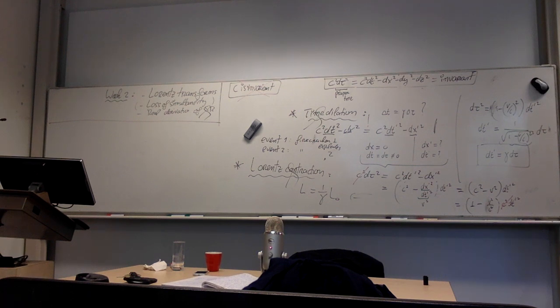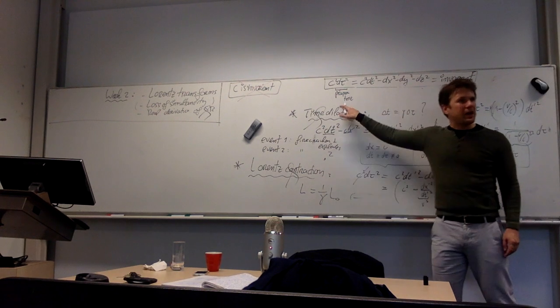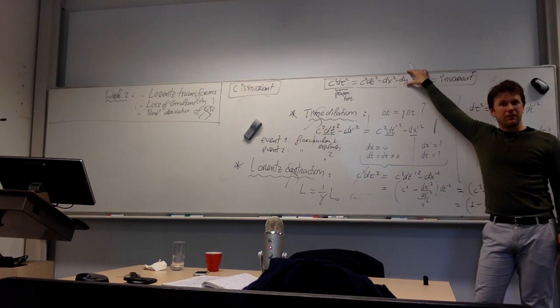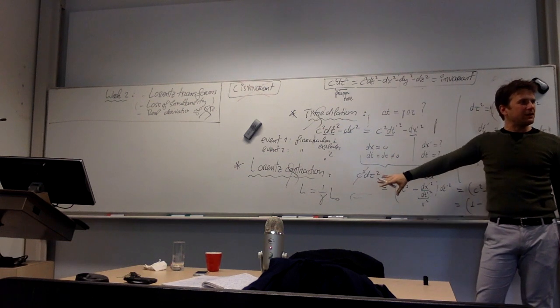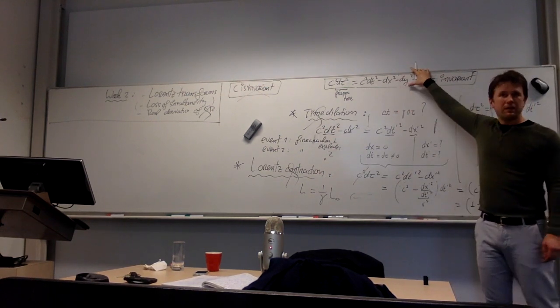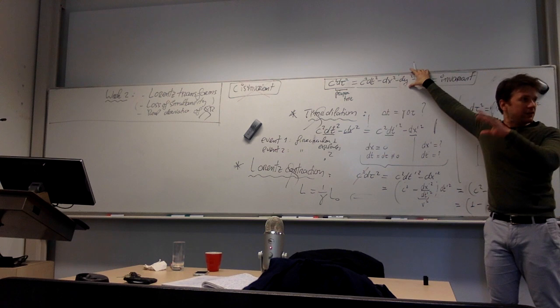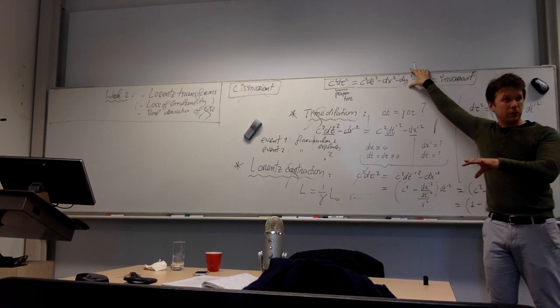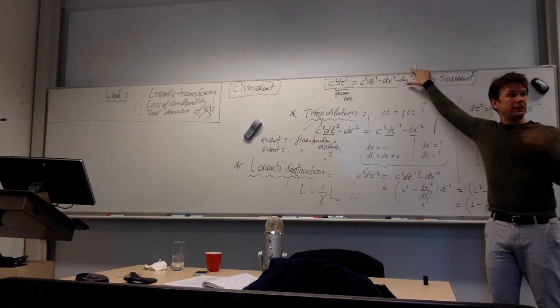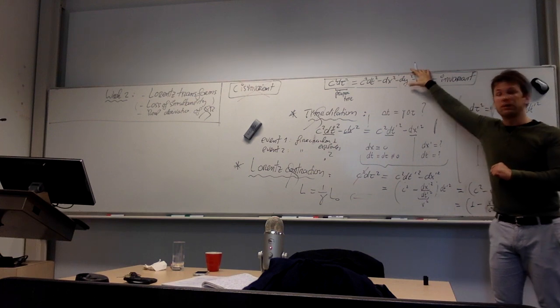The question is, are these the only two space-time tricks that make sure that this is invariant? And the answer is no. What we really have checked now is that if you have time dilation and Lorentz contraction, then this is invariant. We've proved it the other way: we've taken the invariance and proved that Lorentz contraction and time dilation are true. But are there more rules? Are these the only two? And the answer is no, there are more.